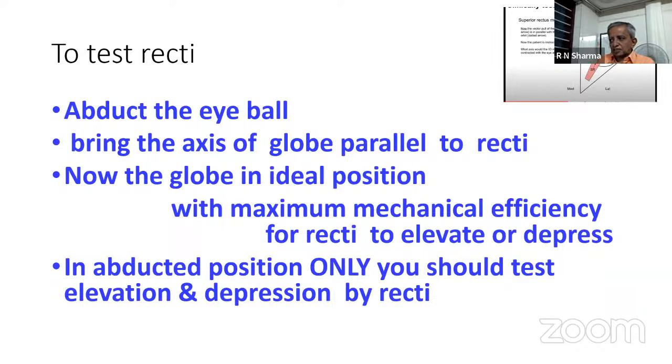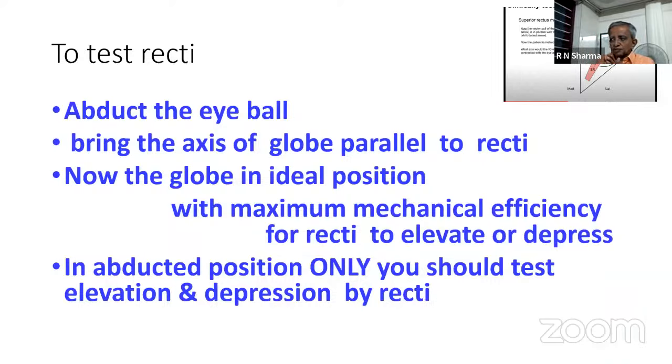So in order to test the superior rectus, what you have to do is abduct the eyeball. When you abduct the eyeball, the superior rectus now becomes parallel to the axis of the eyeball. Normally, the axis of the eyeball is straight. When you abduct it, now it becomes parallel to the superior rectus, also to the inferior rectus. So when the eyeball axis becomes parallel to the rectus, superior and inferior, there will be maximum efficiency for the recti muscles to act as elevator or depressor.